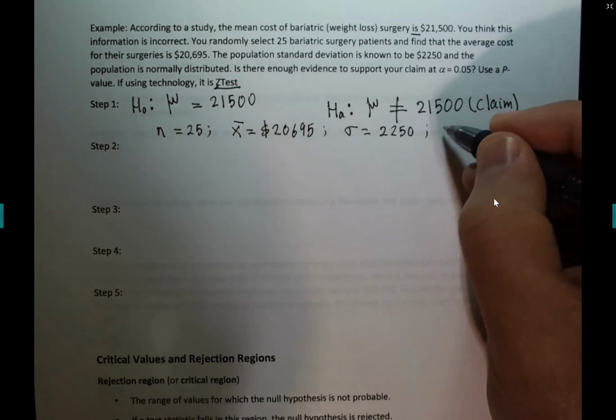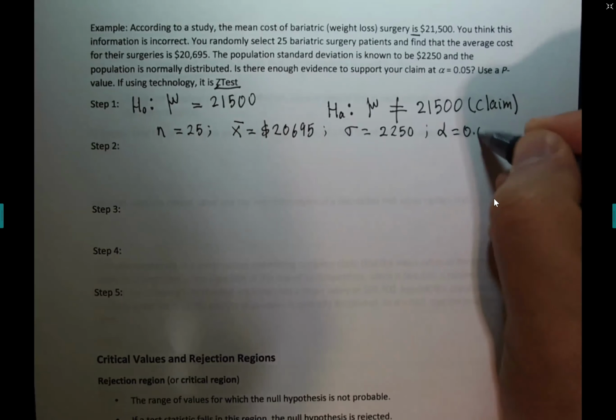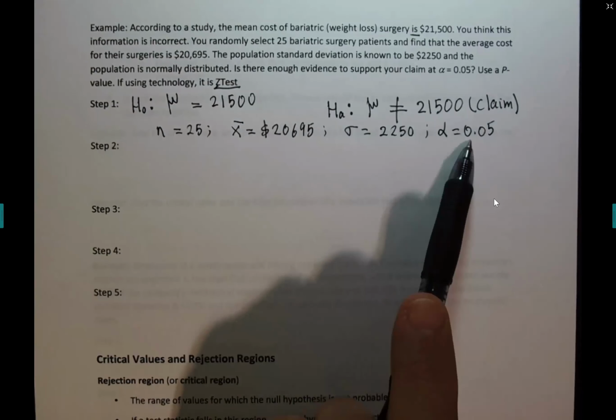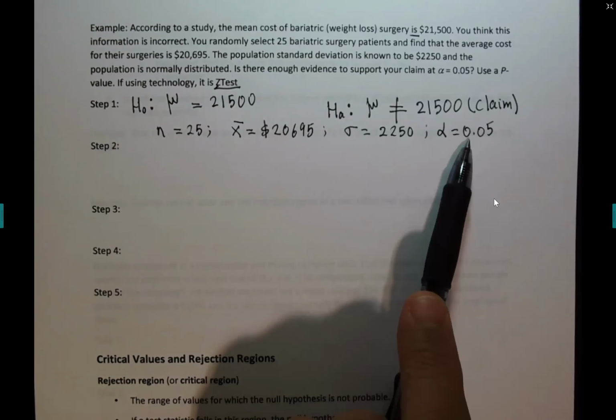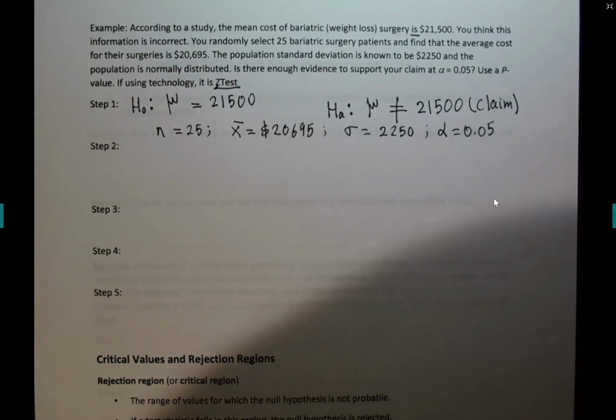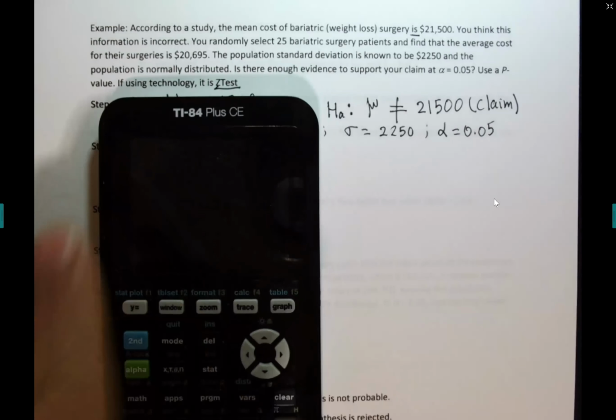You see, this is the level of significance. Alpha is 0.05. And when do we use alpha, guys? We use it in step number 4 when we compare it with the p-value. So we're ready. Step number 2 and step number 3. Let's put them into the calculator.